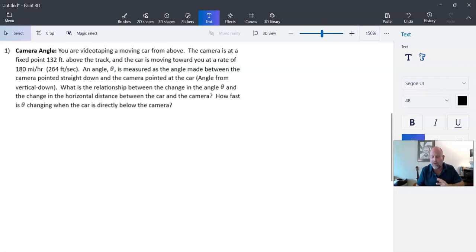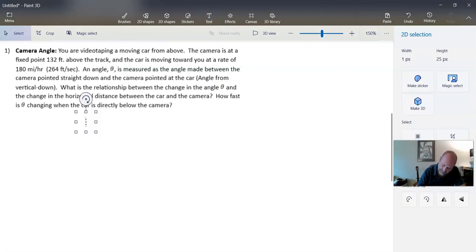What I always recommend is make sure you read the things that have question marks in your questions, because those are the things you need to answer. So we want the relationship between the change in the angle and the change in horizontal distance of the car. So how far the car has traveled versus what angle the camera is at now. Let's see if we can draw a picture here.